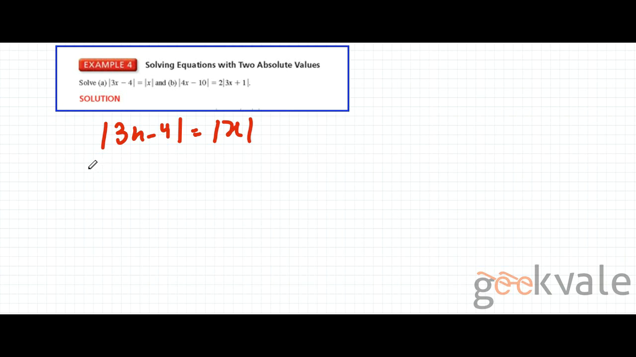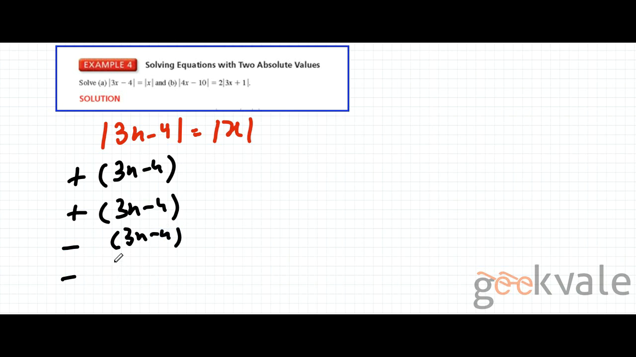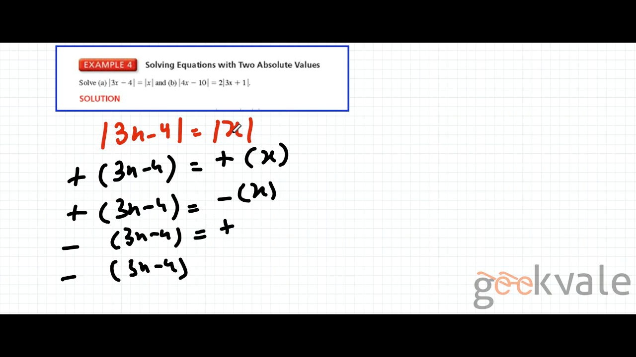The four possible versions for these two absolutes are: a positive version of the left side or a negative version of the left side, combined with a positive or negative version of the right side. The first is positive left with positive right. The second is positive left with negative right. The third is negative left with positive right. The last is negative left with negative right.